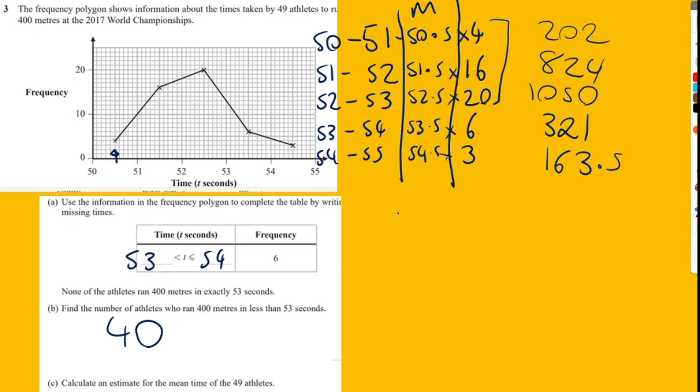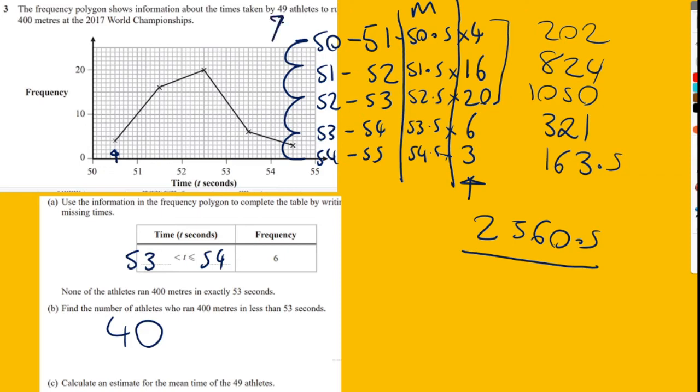Which would equal 2,560.5. I need to divide by the number of people there are. People tend to go 1, 2, 3, 4, 5. That's not right. The number of people would be the total of this column. You can add them up, and it'll be 49, but you can just read the question because 49 athletes is given. So I need to divide by 49, and I get the answer 52.255. Now, check to see if it makes sense. 52 is about there. That's about right, and I think that's fine.